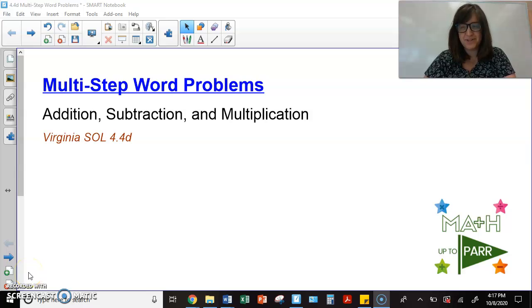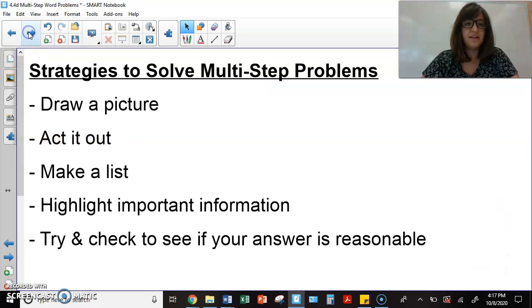Parr, and on this episode of Math Up to Par, we are going to be talking about strategies and some examples of multi-step word problems dealing with addition, subtraction, and multiplication. So let's talk about some strategies to solve multi-step word problems.